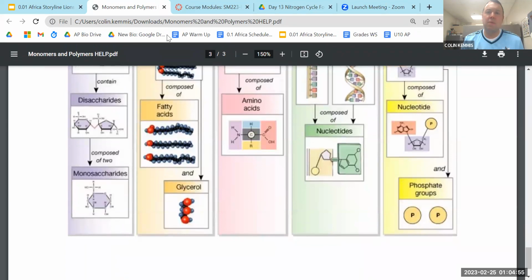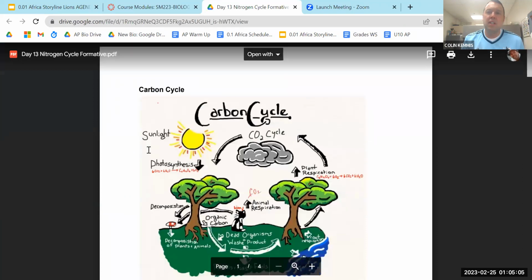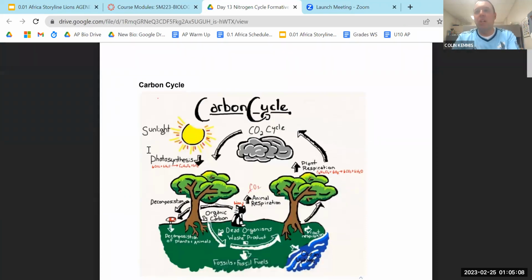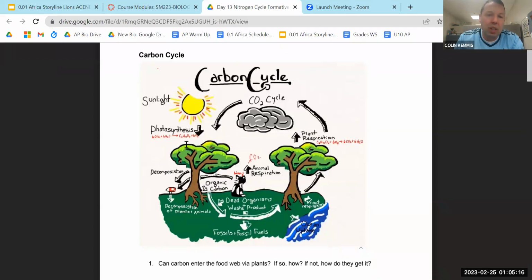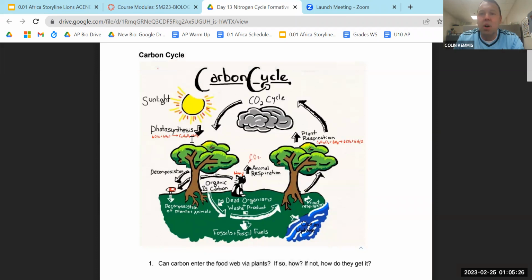I have some other things as well. And then your work for today, go to the cycle diagram, Day 16. It looks like this. Look at the different cycles here and complete the questions. For the carbon cycle, there's a few main things here. Photosynthesis, cellular respiration, both in plants and animals. Also have the chemical formulas there. That is the key idea here. Carbon moves from living and non-living things through the environment.